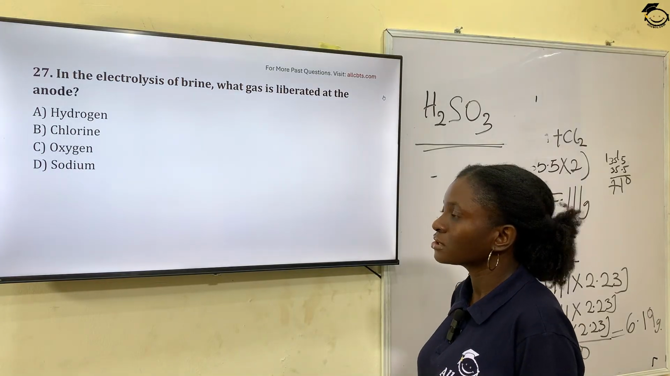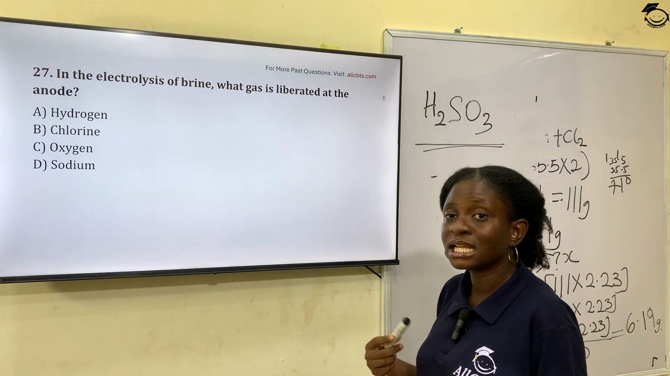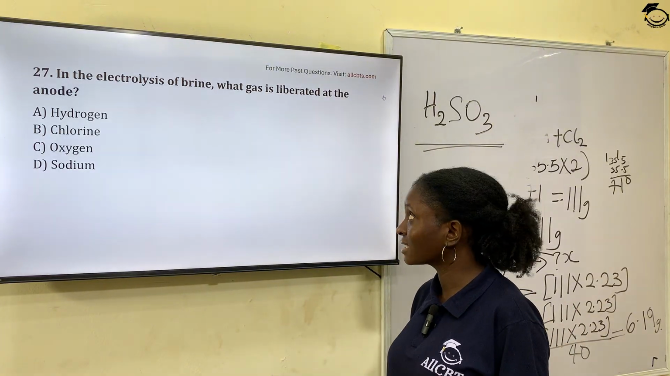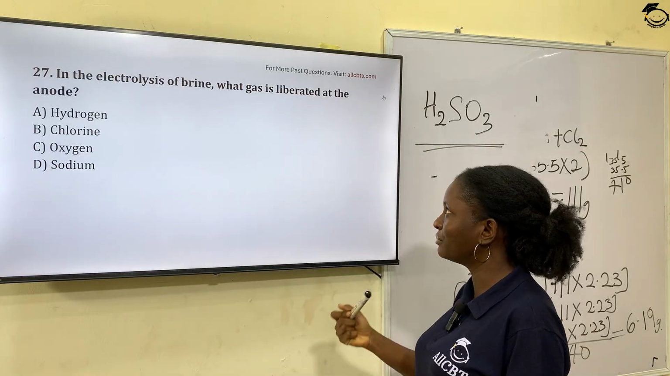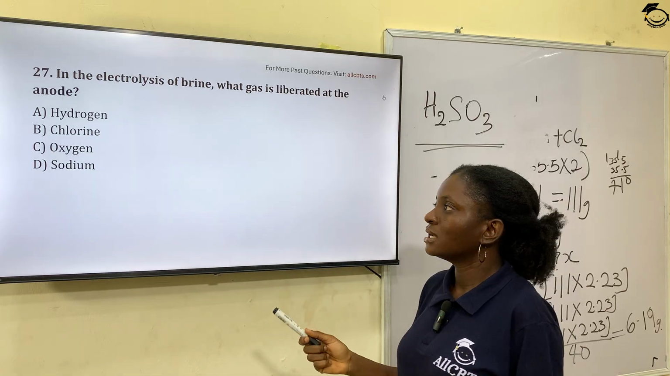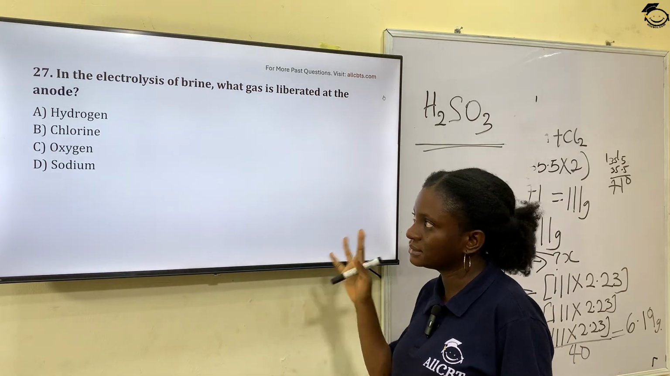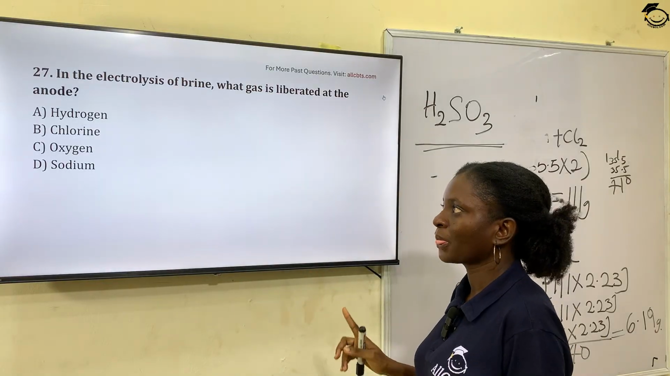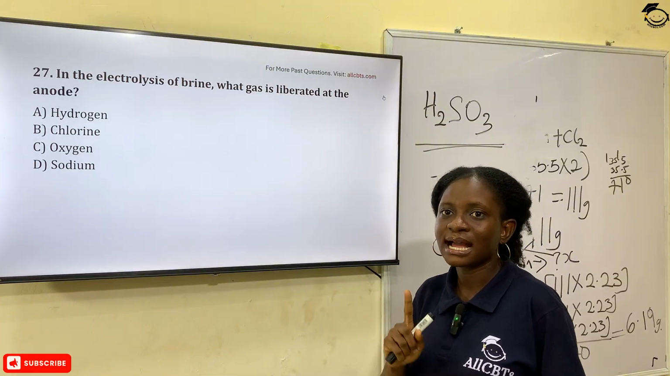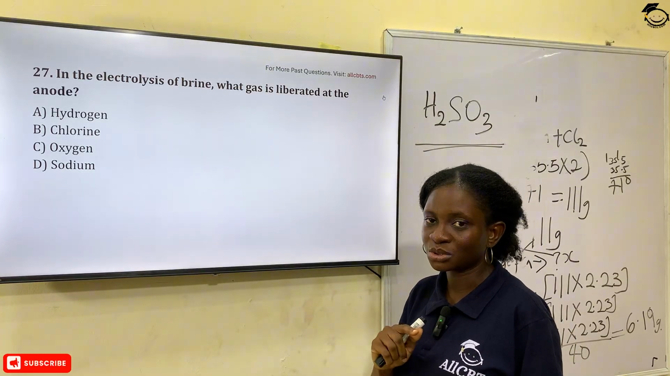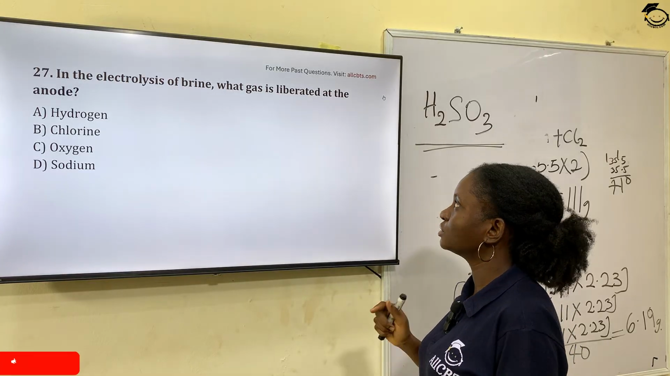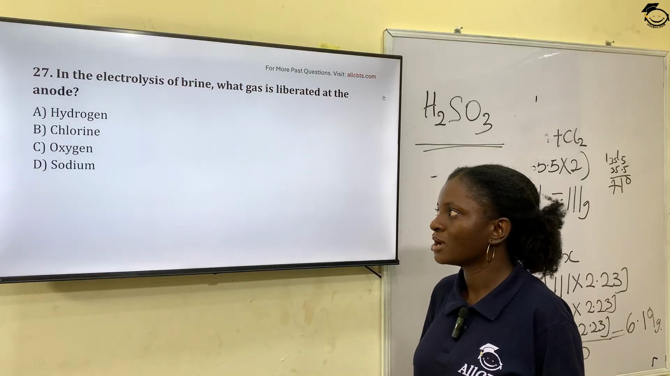Option C. Question 27. In the electrolysis of brine, which is concentrated sodium chloride, what gas is liberated at the anode? In this process, two different gases are liberated, the hydrogen gas and chlorine gas. But hydrogen gas is liberated at the cathode, while chlorine gas is liberated at the anode. So the correct answer is B, chlorine.